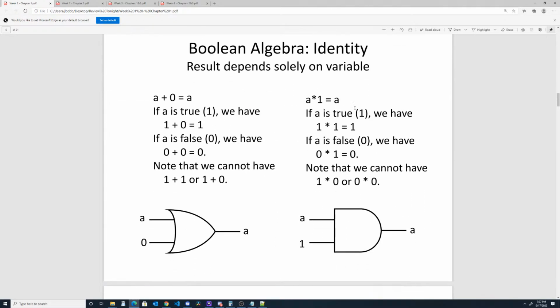Moving on, the identity. So anything ORed with a 0 is A, right? Because it depends on whether A is 0 or 1. It's going to depend on the output here. Here, if you AND anything with a 1, it also still depends on A. So what this Boolean identity is saying is the result depends on the variable.